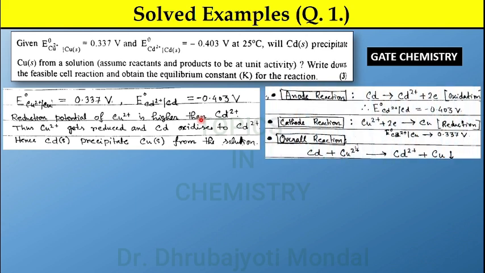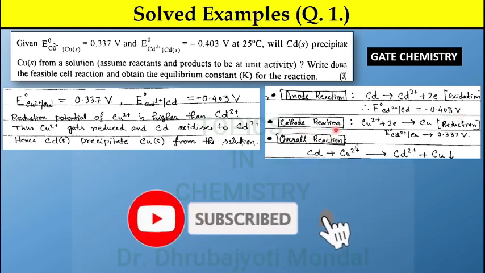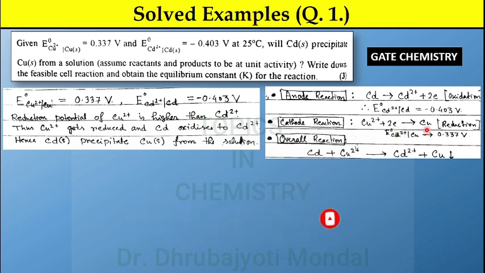Next we have to find what is the anode reaction. Anode reaction, as I told you, that cadmium oxidizes to cadmium 2 plus. So cadmium to cadmium 2 plus 2 electron, that is the oxidation reaction. So E0 cadmium 2 plus cadmium is equal to minus 0.403 volt. And what is the cathode reaction? Cathode reaction is reduction reaction. So here copper 2 plus 2 electron converts to copper. Okay, so E0 copper 2 plus copper is equal to 0.337 volt. Now what is the overall reaction? Cadmium plus copper 2 plus converts to cadmium 2 plus copper. Okay, so copper precipitate out.